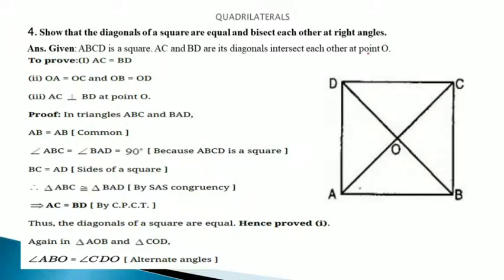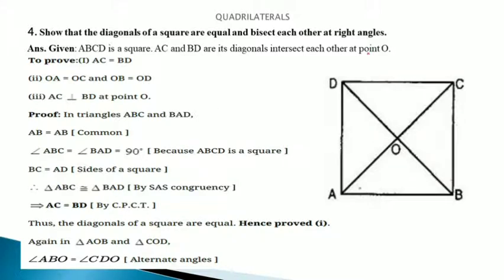Now for a square, the properties of the square are that it is a special type of parallelogram in which all the four sides are equal, diagonals are equal, and diagonals bisect each other at 90 degrees. So out of this we are being given that the diagonals are equal and bisect each other at 90 degrees. So these two things are given.